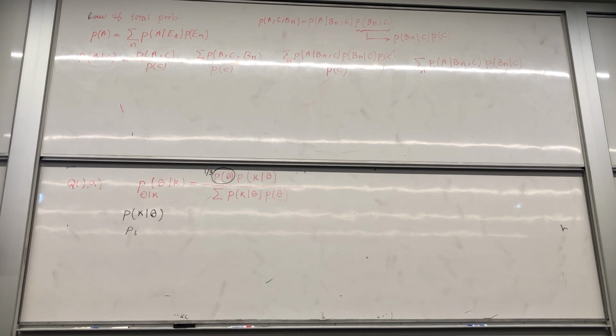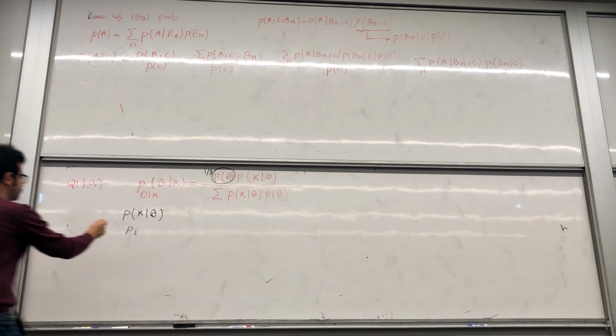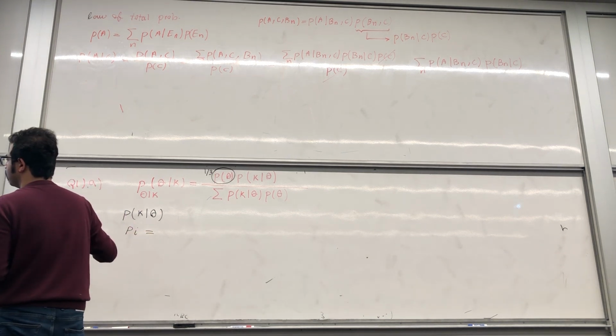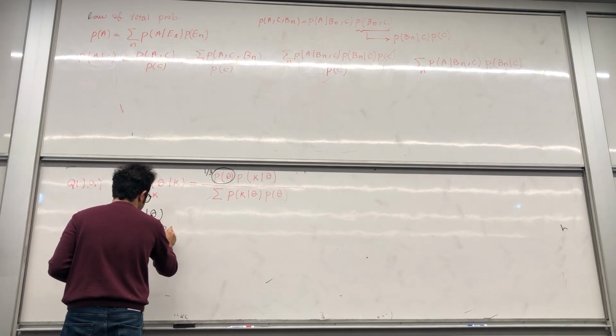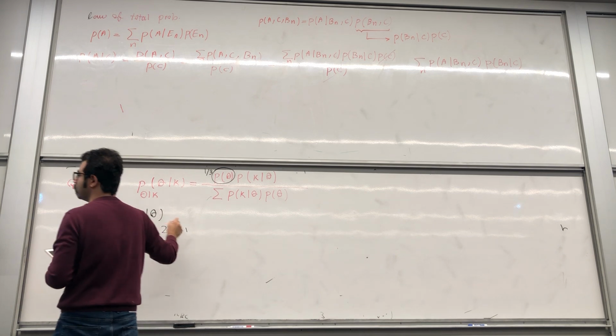Does it make sense? So let me write it here. PI is what? PI is 2/3 times theta I plus 1/3.